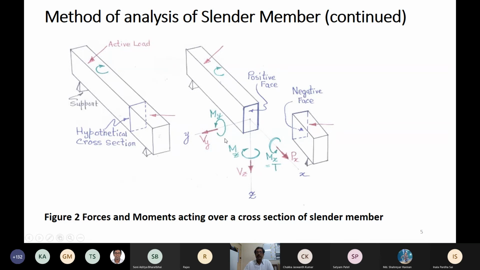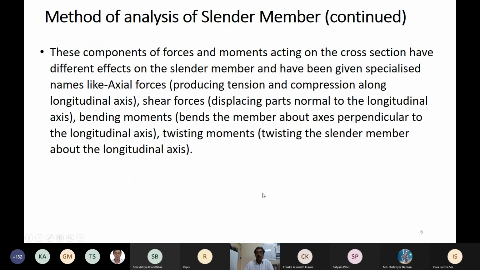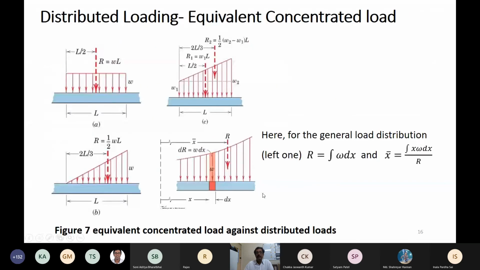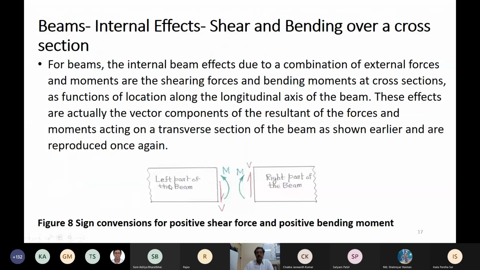If you have agreed this is a positive moment, and if you have agreed this is a positive shear, there should not be any problem in digesting this figure. When you are onto the left part of the beam, you are looking towards your right, you expect the positive shear to be downward and the moment to be counterclockwise.